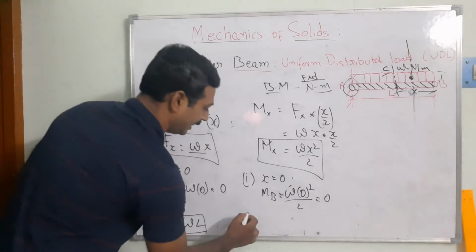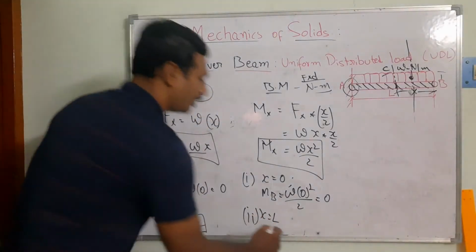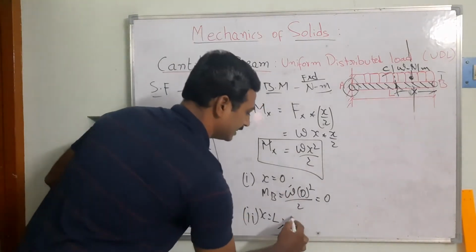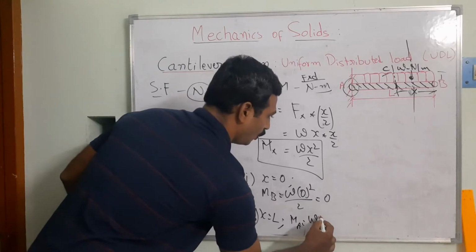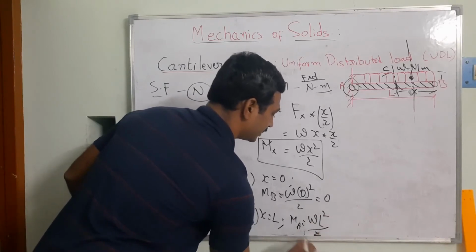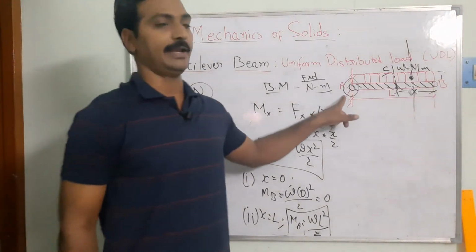Now I am going to take the second one, x is equal to L. If I substitute in this equation, that is going to be MA is equal to load into L square by 2, we got it. So this is the magnitude of the moment that exists at A.